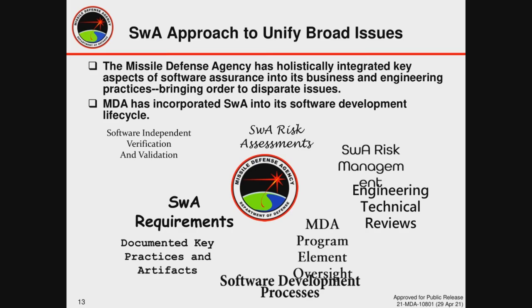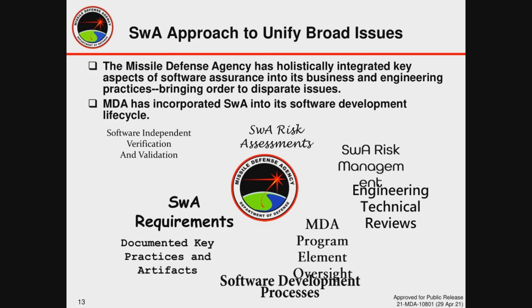As I said before, software assurance, in my opinion, is not a single thing, but it's a strategy for reducing the risk of vulnerabilities in our computer systems software. When you think about having an entire agency adopting software assurance into its business and engineering practices, a lot of issues begin to emerge that need to be resolved.